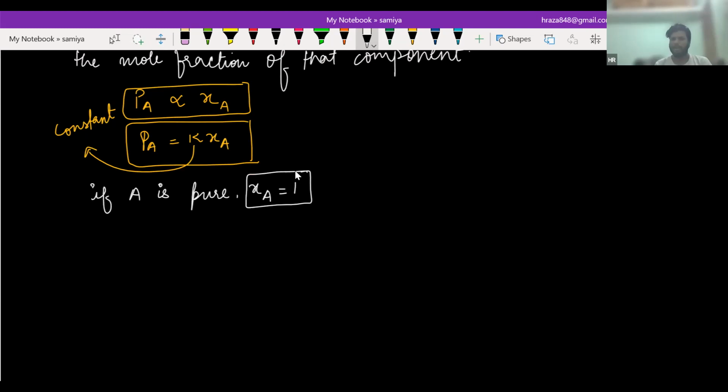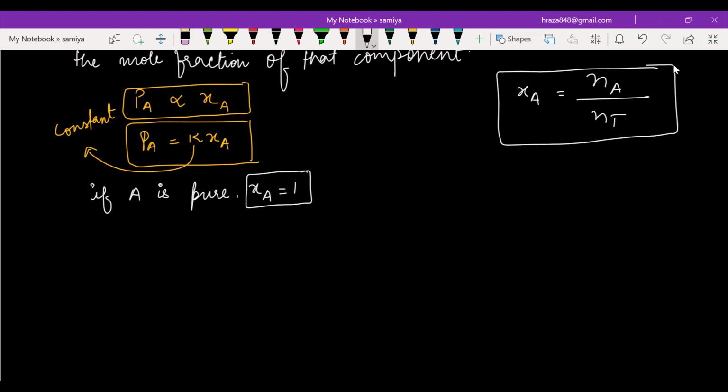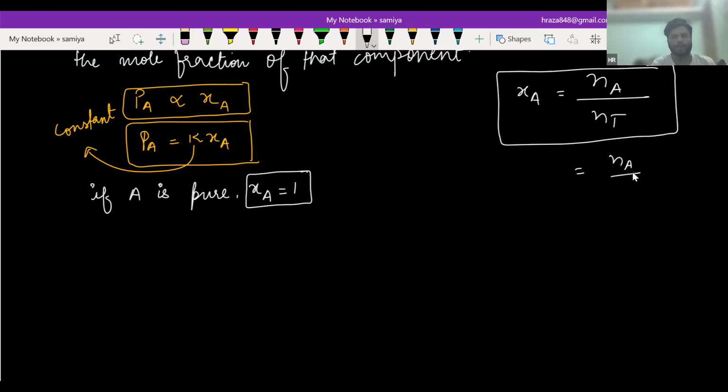It should be understood that when A is pure, the mole fraction of A is 1. Why is it so? Since the mole fraction of A is equal to the number of moles of A upon the total number of moles. This is the formula for mole fraction. Since only A is present, whatever the number of moles of A is, the mole fraction of A will be equal to 1. Is that clear? So here is the assumption: if A is pure, the mole fraction of A will be 1.